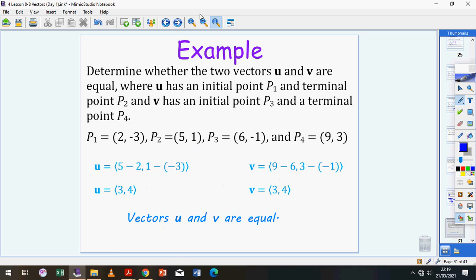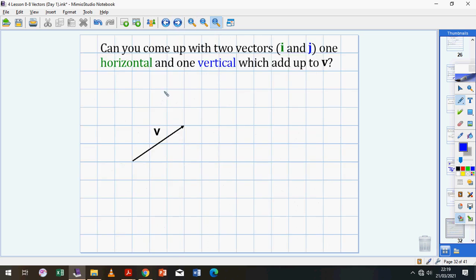Yes, that's the working. Can you come up with two vectors, one horizontal and one vertical, which add up to v? Let's see. A horizontal vector will just be one that only has a horizontal component, in other words, zero vertical component. So if I say that this vector here is A, then A is going to equal 3 units on the x and 0 units on the y.